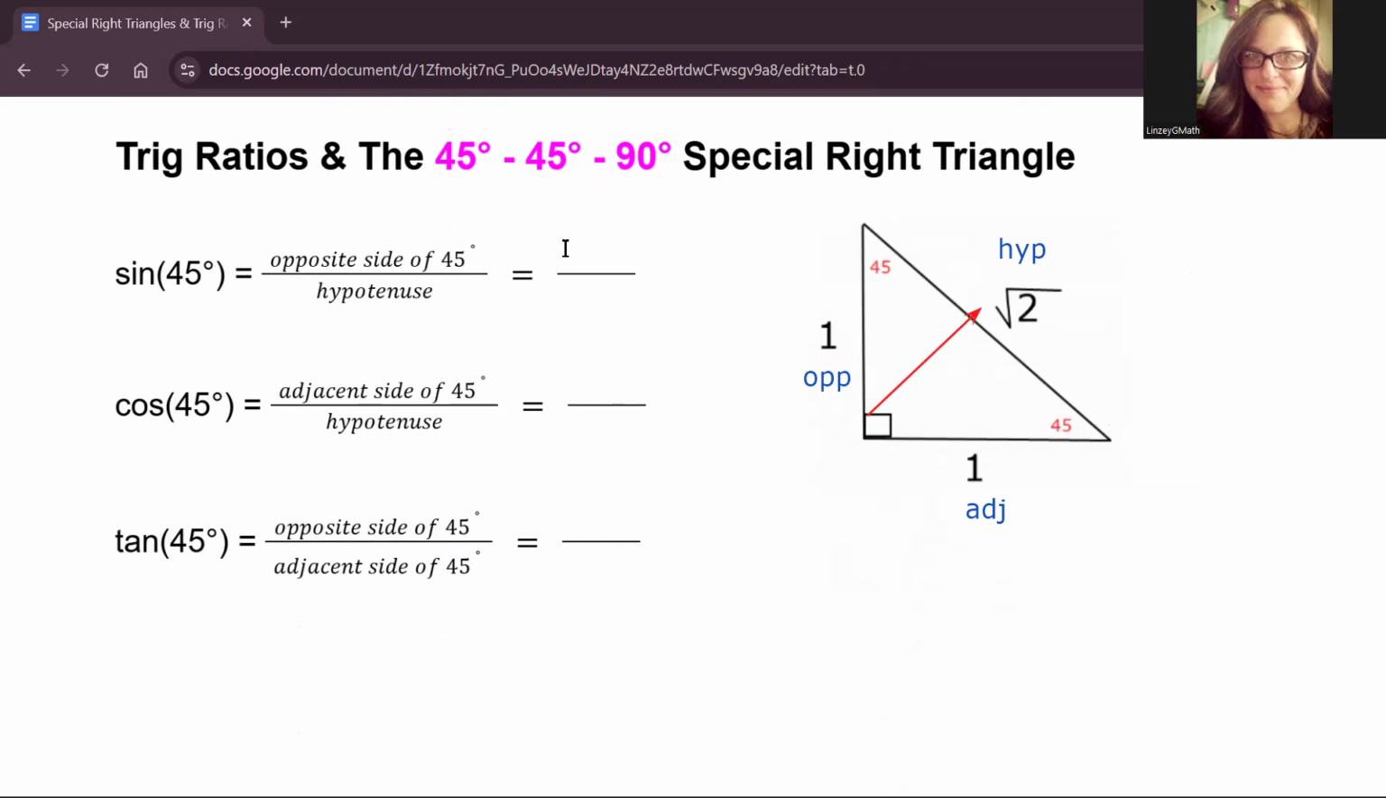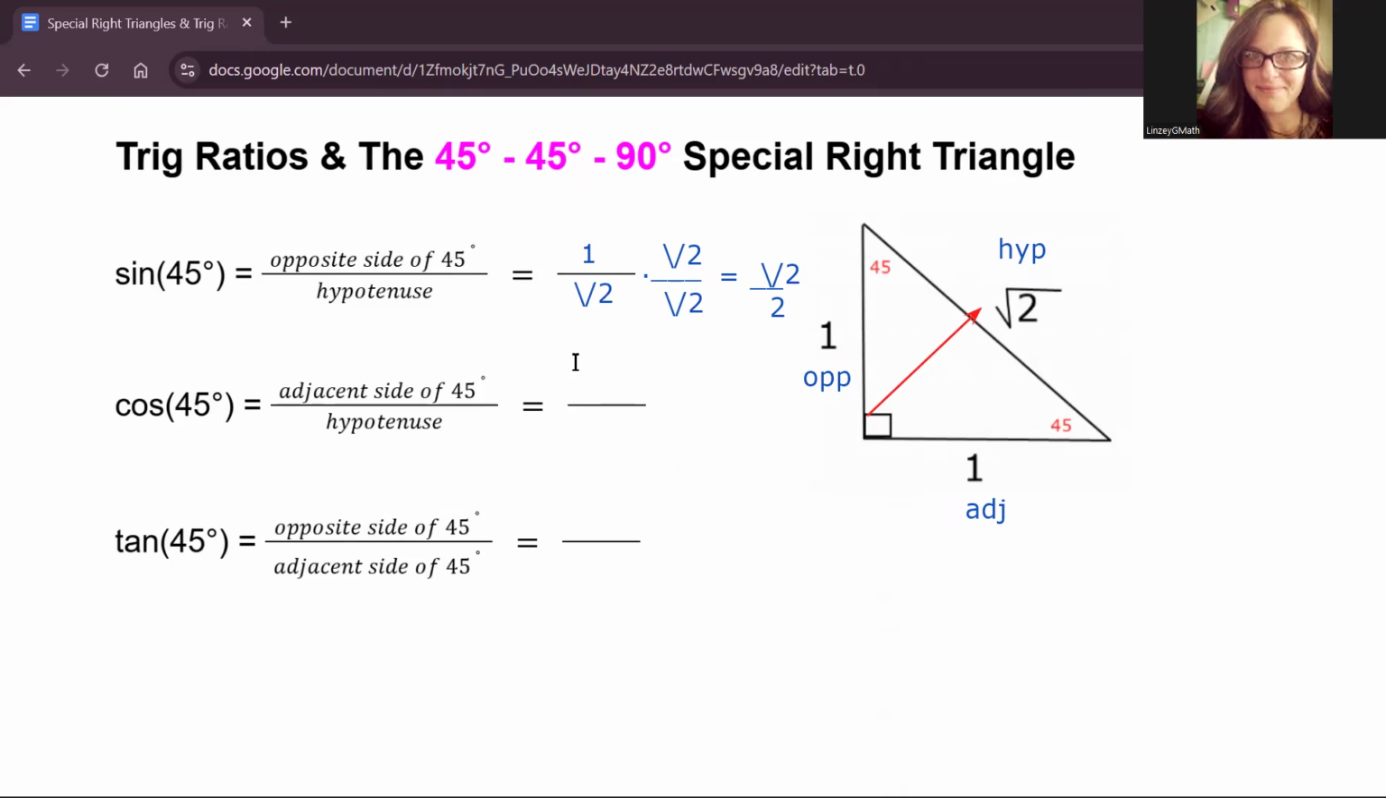Sine of 45 degrees. Opposite side, 1, over the hypotenuse, the square root of 2. And then let's rationalize. We'll multiply by the square root of 2 over the square root of 2. And we get the square root of 2 over square root of 2 times the square root of 2 is 2. We get the square root of 2 over 2.